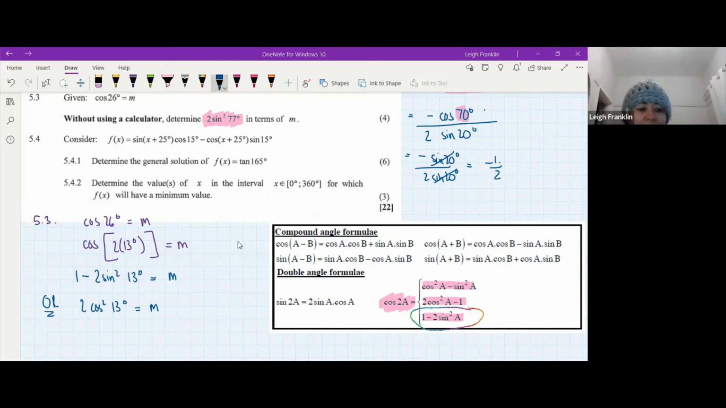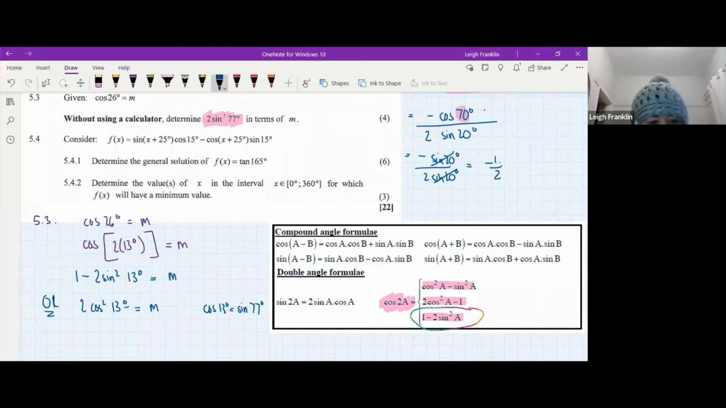Now, if we look at the cos of 13, the cos of 13 is the same as the sine of 77, isn't it? Because they are co-functions. One is cos, the other one is sine. Are you happy with that?